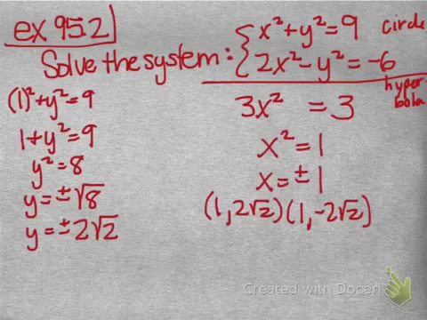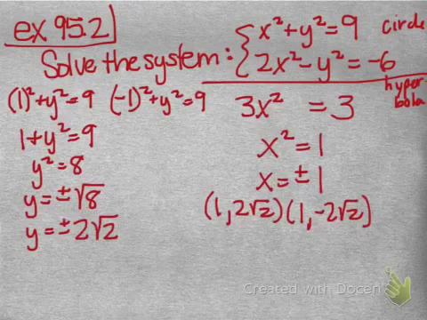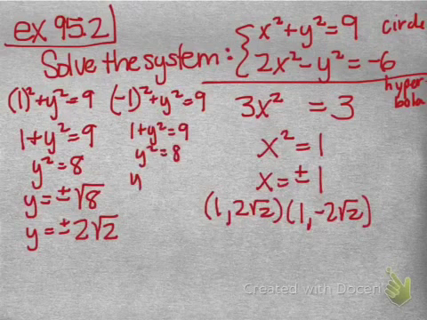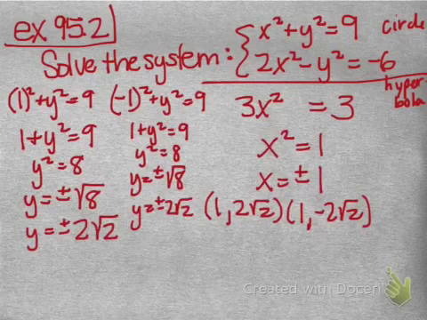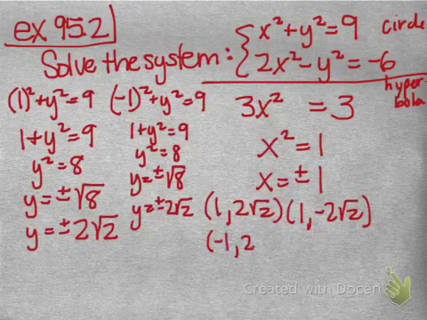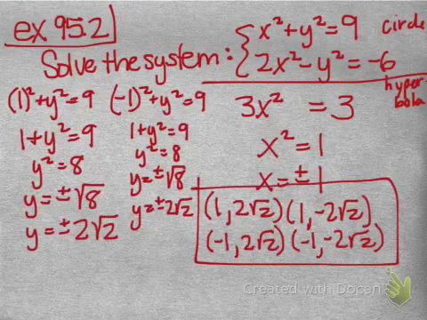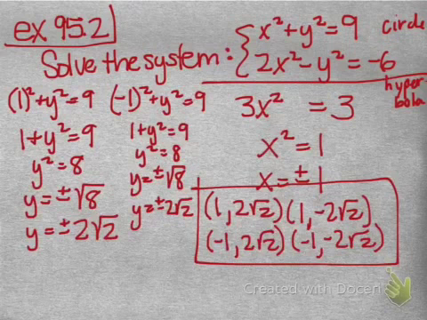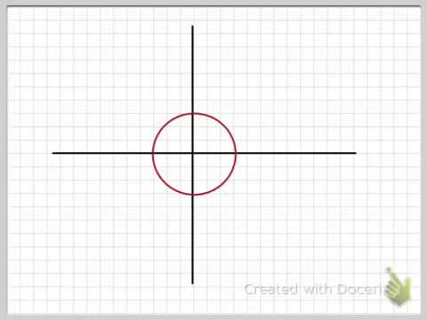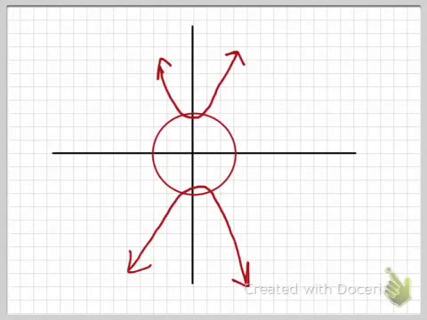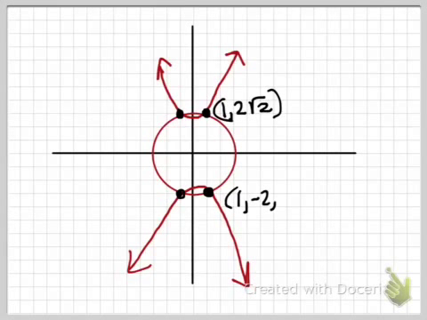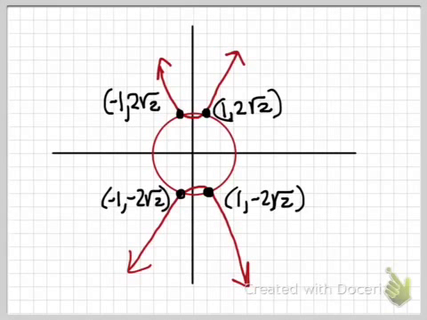But we're not done because we still have this negative 1 to plug in. So if we plug in negative 1 and square it, we're going to get the same thing. So we end up getting plus or minus 2 square roots of 2 again. So our other solutions are (negative 1, 2 square roots of 2) and (negative 1, negative 2 square roots of 2). So again, we have 4 solutions, and that shows up here with a hyperbola and a circle. There are 4 possibilities of where those curves would intersect.